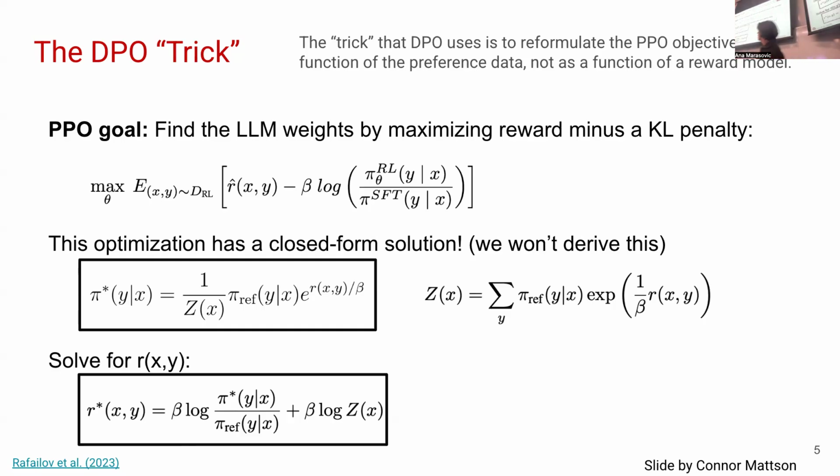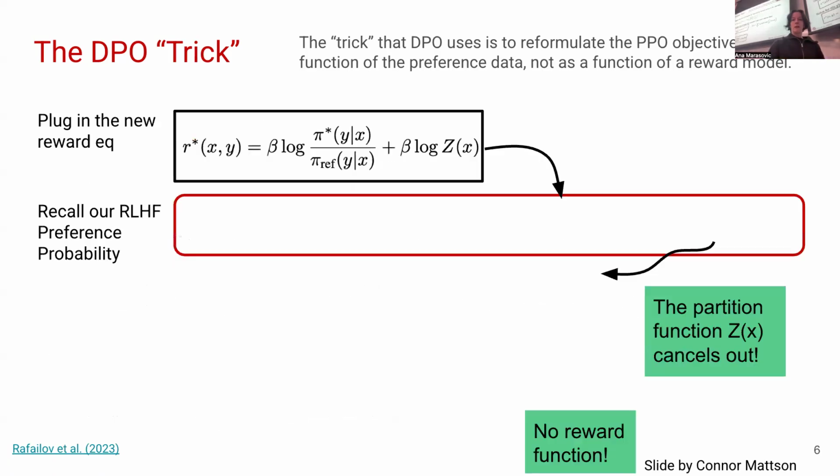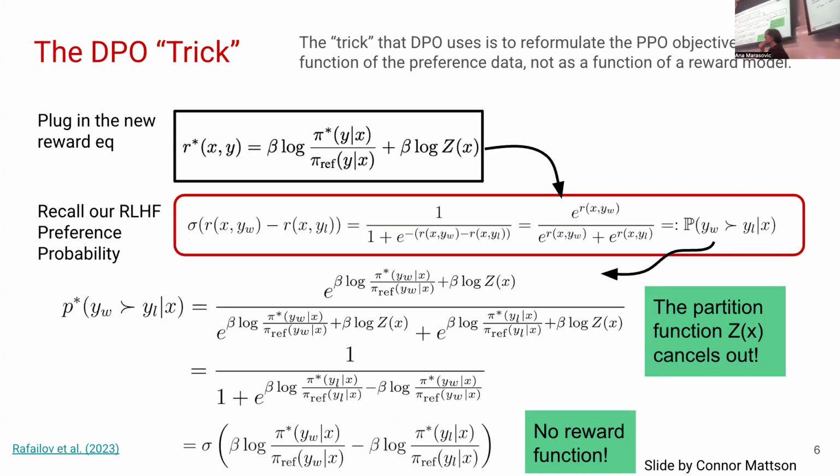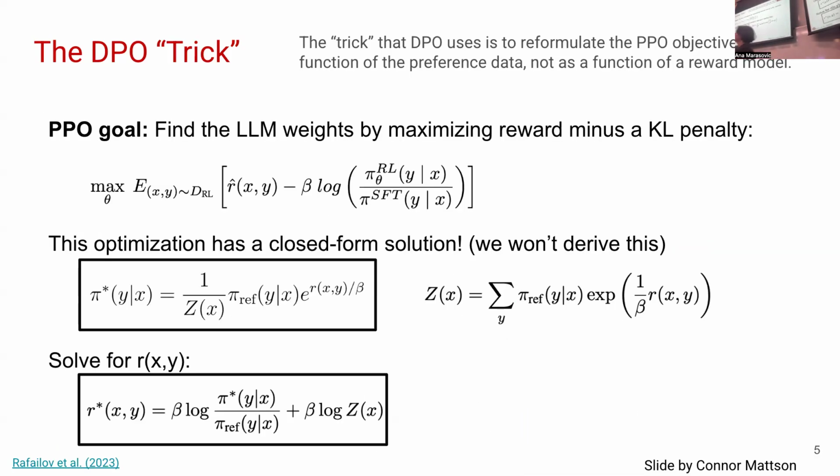Okay, so this says that the reward for a perfect model that maximizes the expectation of our combined objective has the following reward. Was that clear so far?